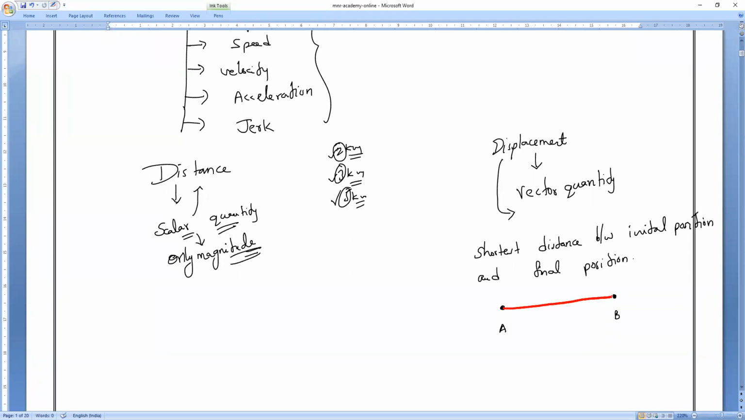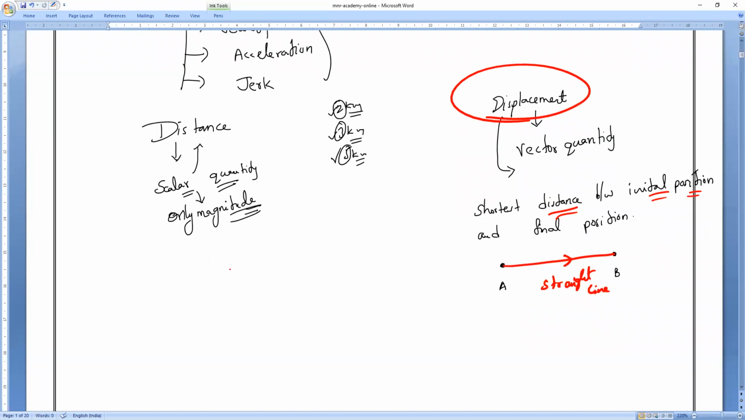The shortest path between A and B is a straight line directly. Is there any other path to reach with less distance? No. So always remember, displacement means straight line. The straight path is the shortest possible distance between initial and final position. So the shortest path is only called what? Displacement. That is what you have to remember.